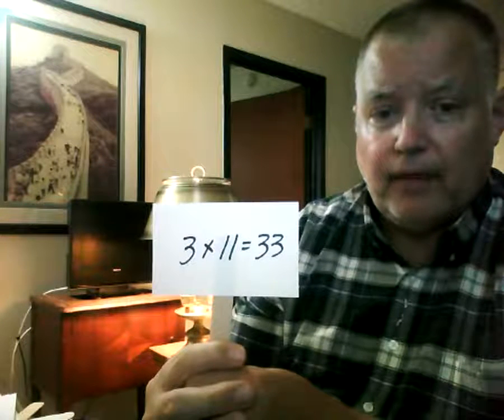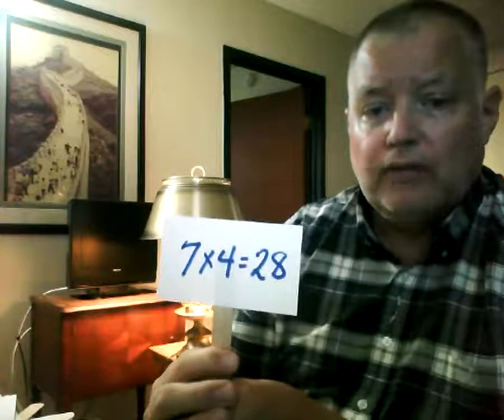Three times eleven is 33. Seven times four is 28.